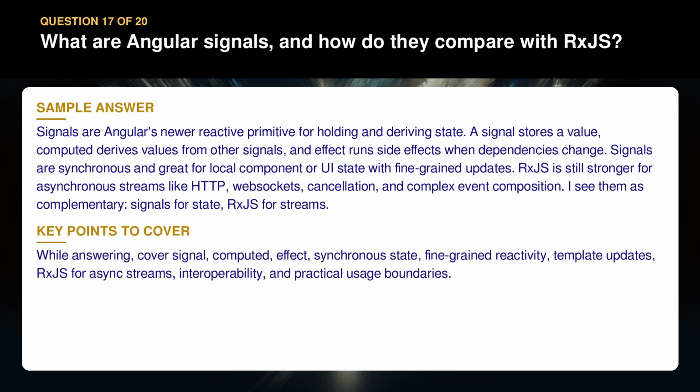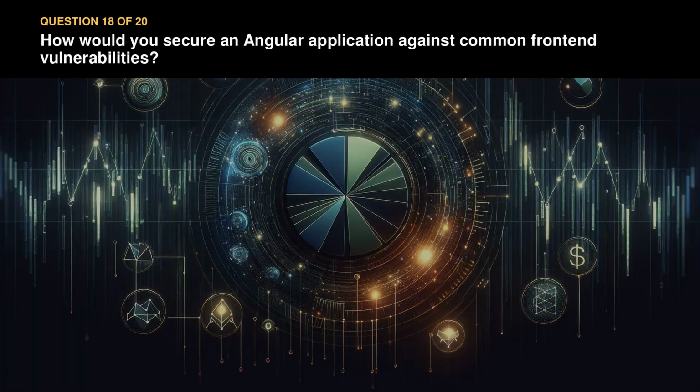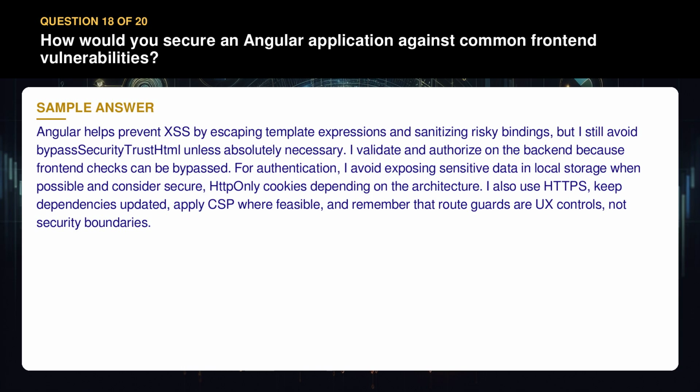While answering, cover signal, computed, effect, synchronous state, fine-grained reactivity, template updates, RxJS for async streams, interoperability, and practical usage boundaries. Question 18. How would you secure an Angular application against common front-end vulnerabilities? Angular helps prevent XSS by escaping template expressions and sanitizing risky bindings, but I still avoid bypassSecurityTrustHtml unless absolutely necessary. I validate and authorize on the back end because front-end checks can be bypassed.